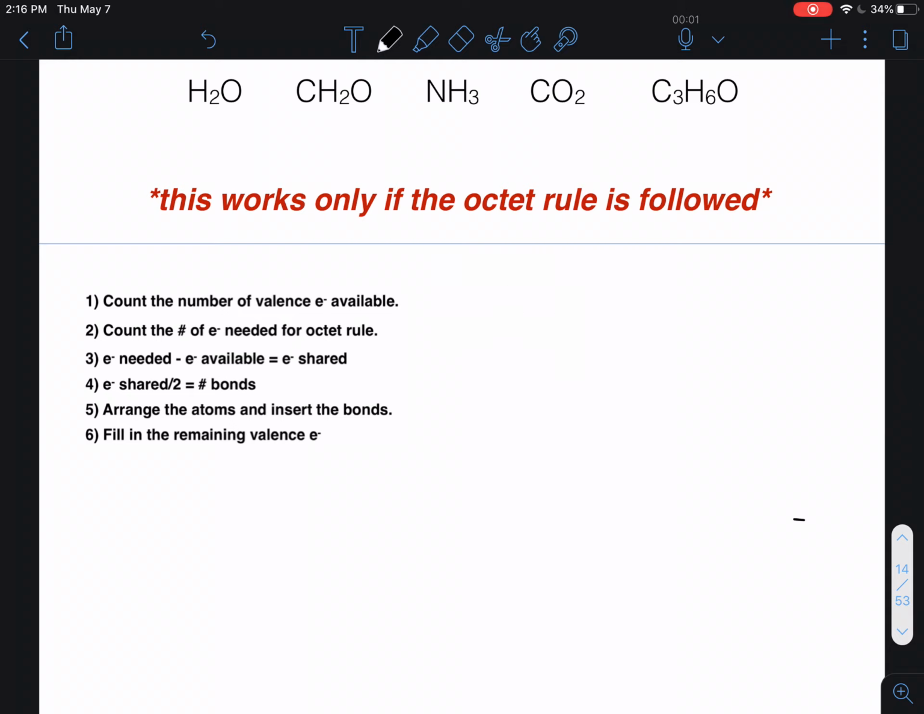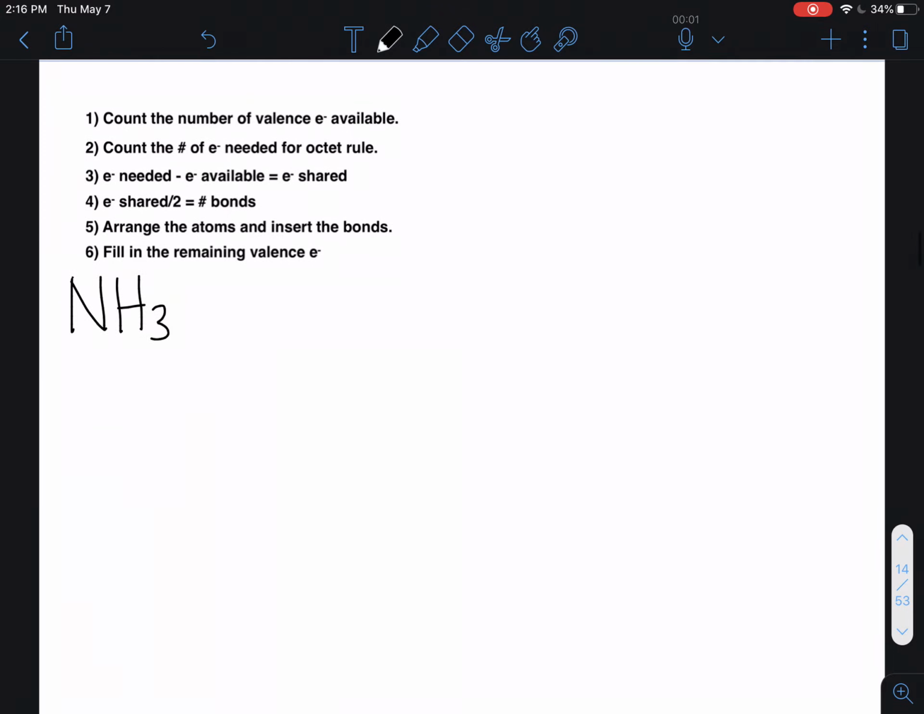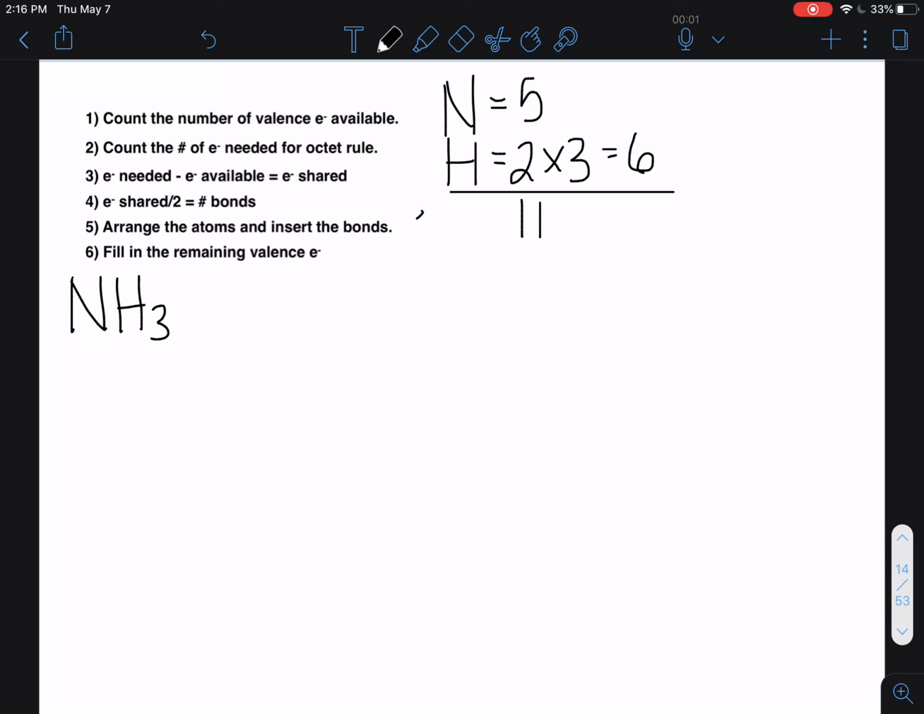The first thing that we're going to do is add up our valence electrons. Nitrogen brings 5 valence electrons. Hydrogen, each hydrogen brings 2. And there are 3 of them. So that's a total of 6. So we're going to have 11 valence. So 11 is going to be E have.